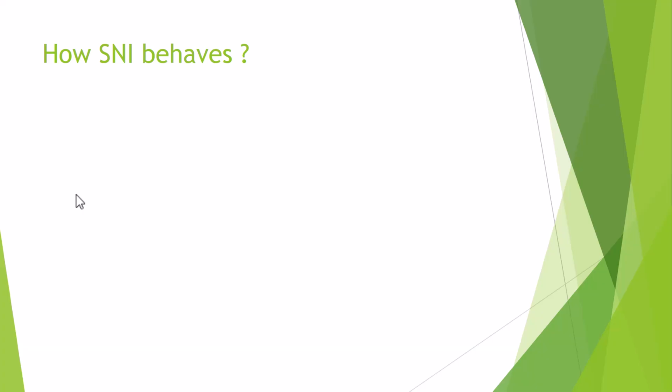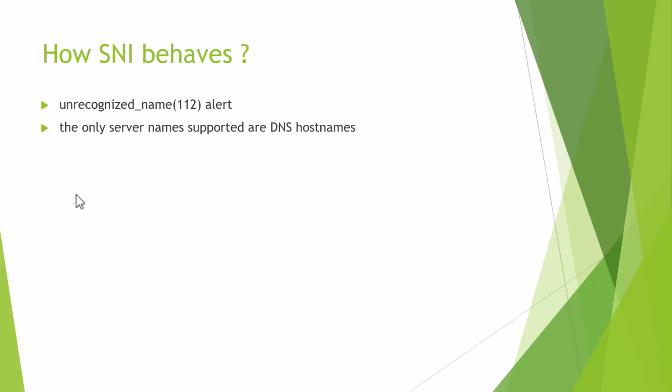So now, going forward to how SNI behaves. There are things that SNI doesn't do well. Like when there is a mismatch between what the client was asking and what was provided by the server, then we get this code 112, unrecognized name. It is not able to recognize it and the connection is interrupted. This SNI only supports DNS host names. That is not a big problem, but yes, it is only DNS host names.